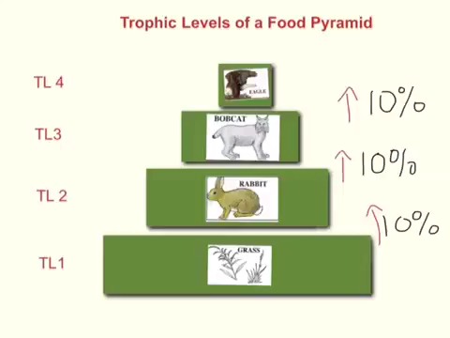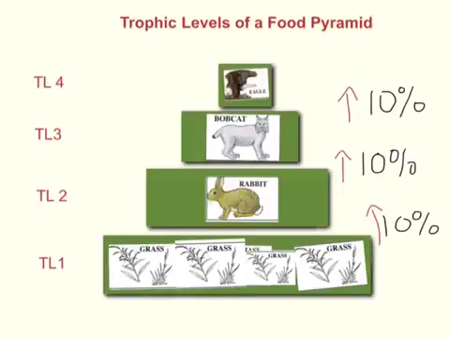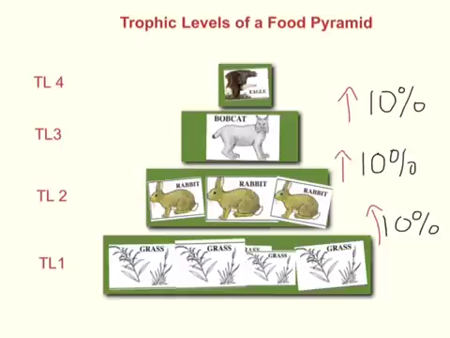So if we add in a more representative number of organisms at each level, we can see how many organisms there are. And here, as you can see, there is a lot more at the bottom, and it becomes less and less as you go up the food pyramid.